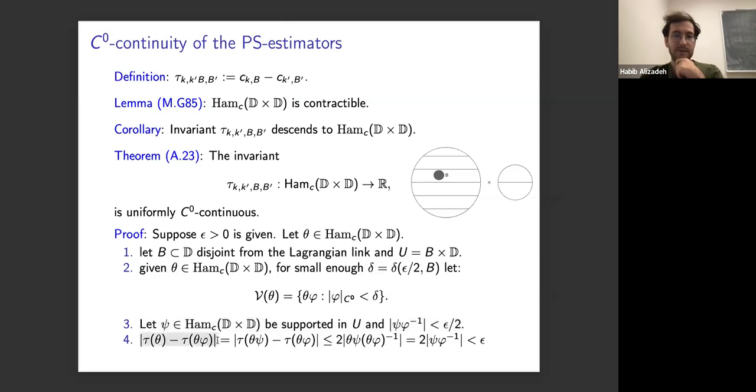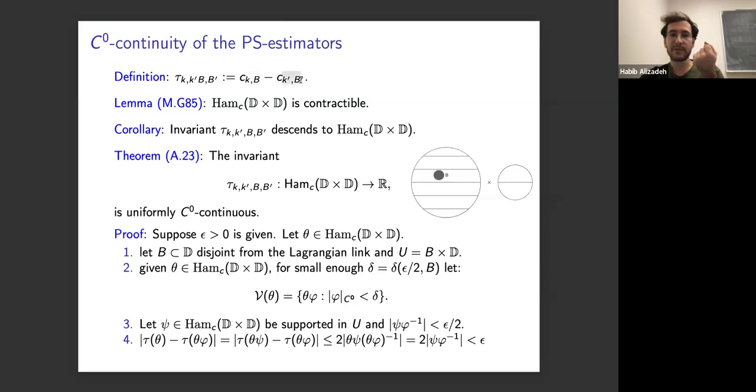And now we want this value to be smaller than epsilon, right? You want to prove that it's continuous. So we take this value, tau of theta minus tau of theta times phi, and we can replace this guy by this guy because of this controlled additivity property that I mentioned. Remember that tau is the difference of two of these guys, and both of these guys are additive, right? And they split. If I plug in theta and psi into here, both of them split. C of theta psi will be C of theta plus C of psi.